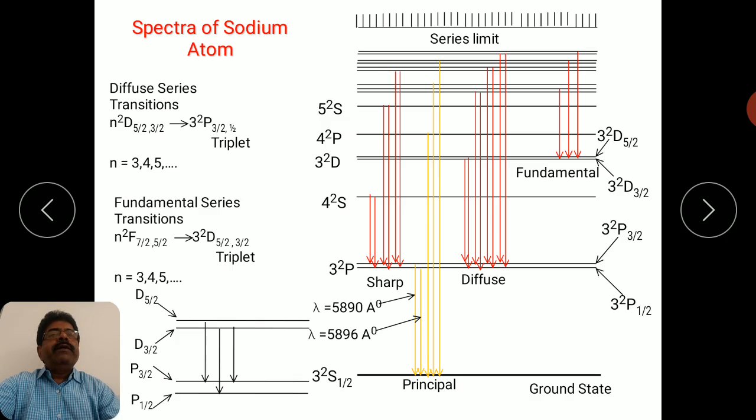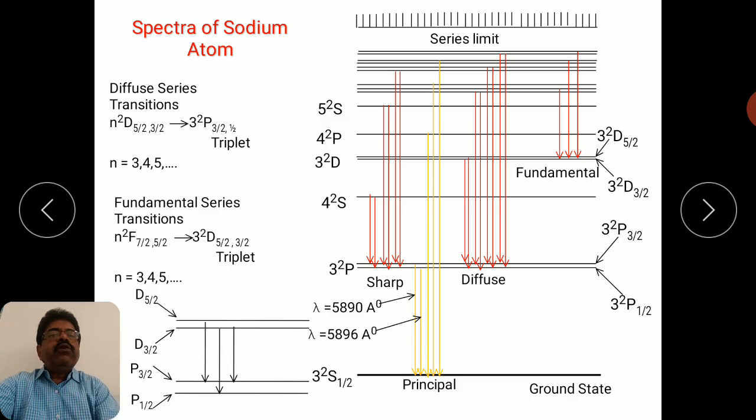So for example, here is the diffuse series I have chosen. For the diffuse series, you know that all these transitions are from doublet D 5/2, 3/2 to doublet P 3/2, 1/2. So these four lines you can see here: doublet D 5/2, D 3/2, then P 3/2 and P 1/2. Four lines are shown here, and the three vertical arrows represent the allowed transitions. Okay. So one more possible combination is there.